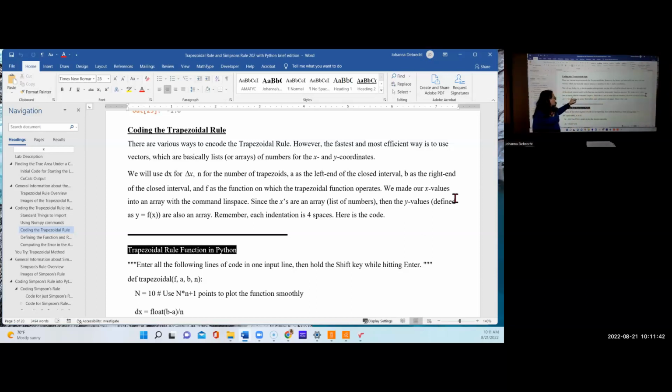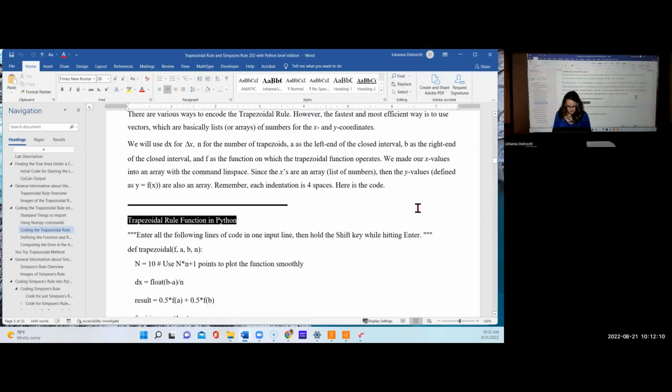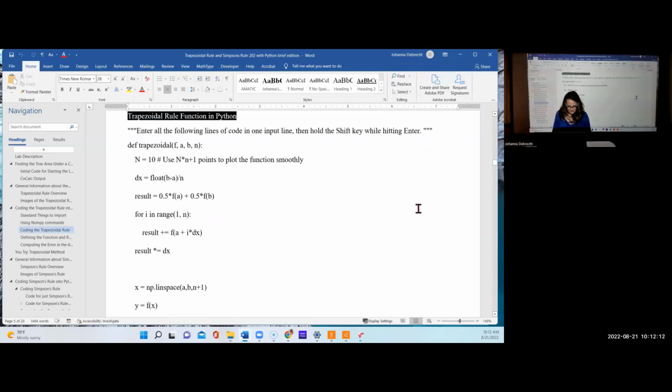Now we're going to make our X values into a list, into an array, with the command linspace. So this gets into linear algebra a little bit. Don't worry if you don't know any of that. Linspace stands for linear space, which is just a linear list of numbers. Since the X's are in an array, then the Y values are also going to be stored into an array. Remember that each indentation is 4 spaces, and here is the code that you will need to put in.